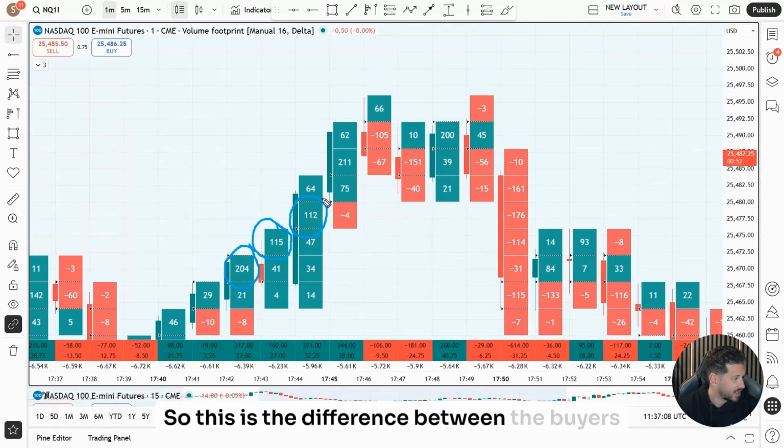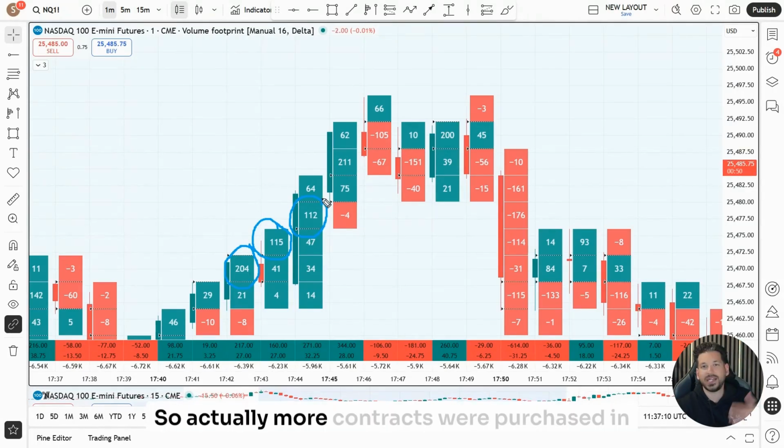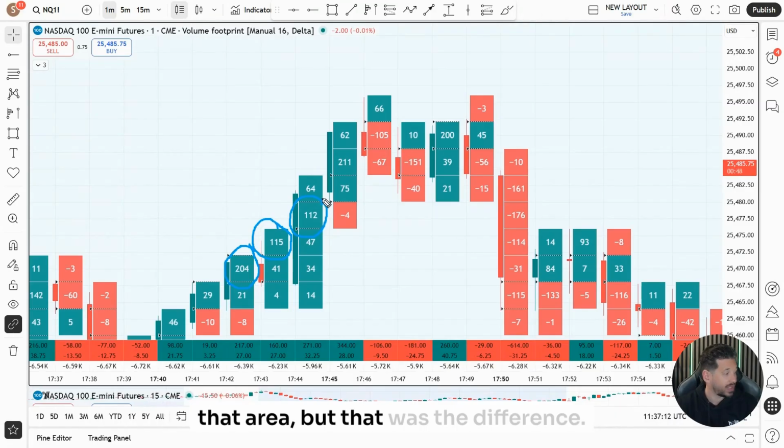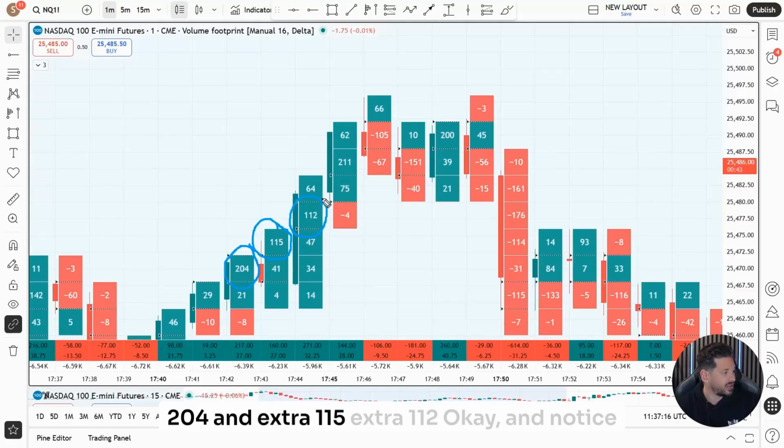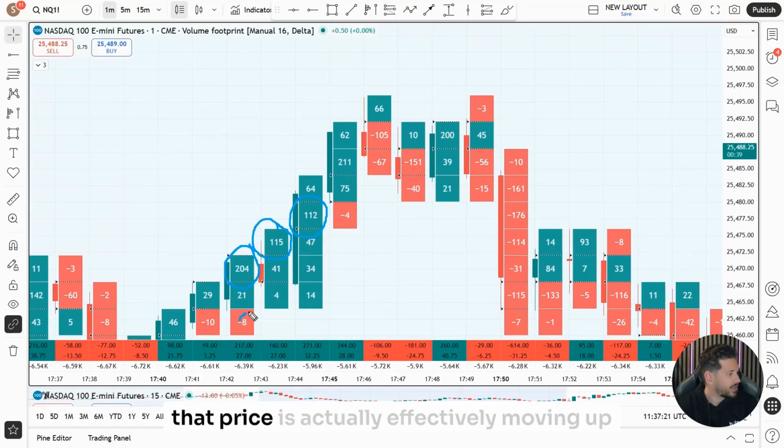so this is the difference between the buyers and sellers. Okay, so actually more contracts were purchased in that area, but that was the difference. So an extra 204, an extra 115, an extra 112. Okay, and notice that price is actually effectively moving up, right?